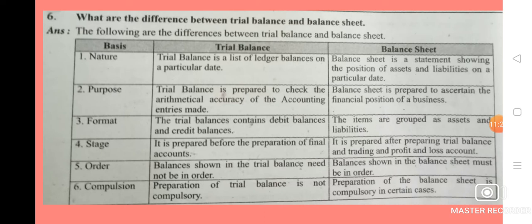Then order. Balances shown in the trial balance need not be in order, but items shown in the balance sheet must be in order. Compulsion. In the case of trial balance, preparation of trial balance is not compulsory, but preparation of the balance sheet is compulsory in certain cases. So these are all the differences between trial balance and balance sheet.